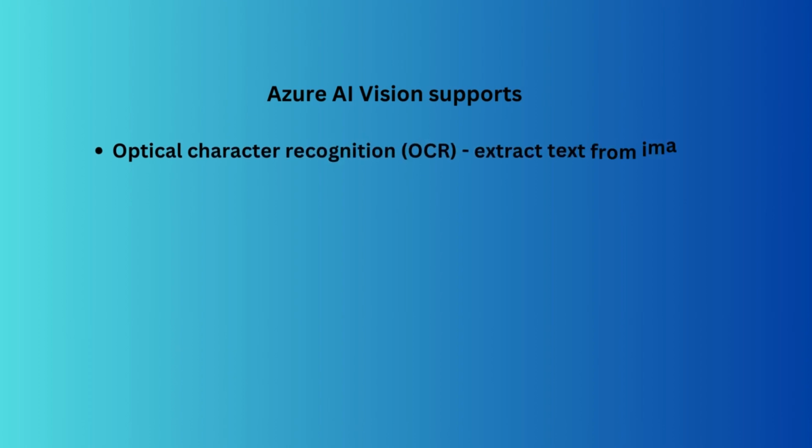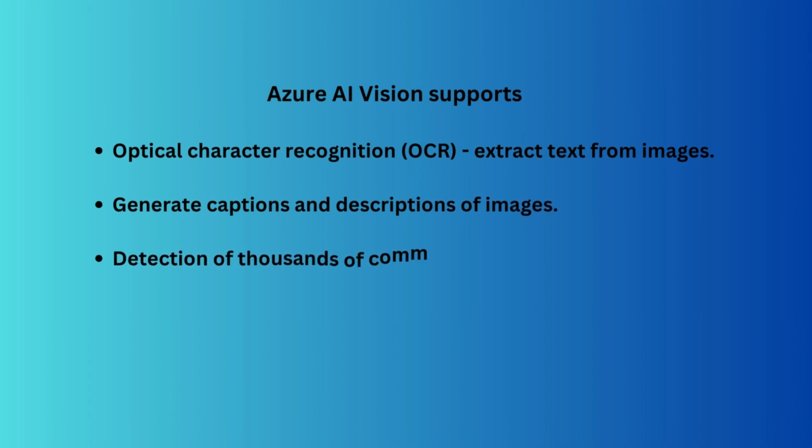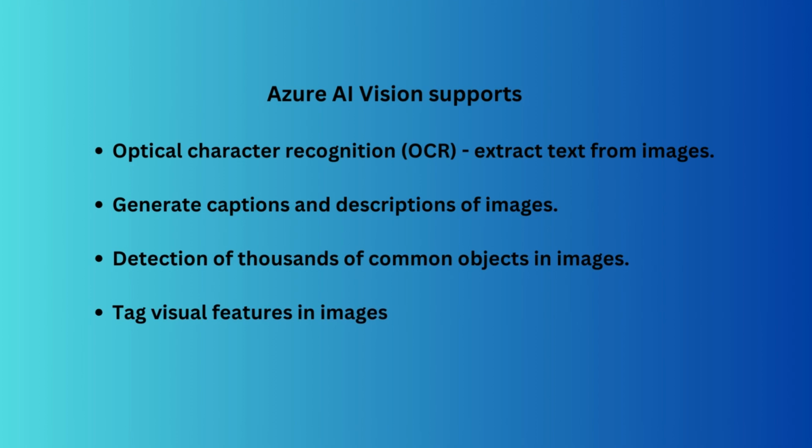Now let's get started. First, let us see some of the capabilities supported by Azure AI Vision: OCR, which is optical character recognition, which helps to extract text from images, then generating captions and descriptions for the images, then object detection, and finally tagging visual features in the image.